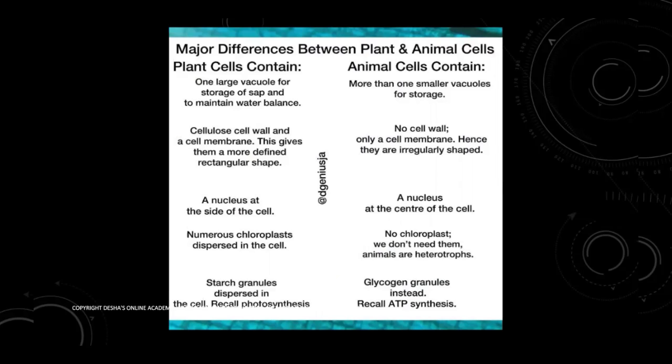Lastly, you could talk about how starch granules are dispersed in the cell. Photosynthesis makes the sugars. The sugars are converted to starch, which are stored in granules in the cell. And then for animals, we don't have starch granules, but we have glycogen granules instead.